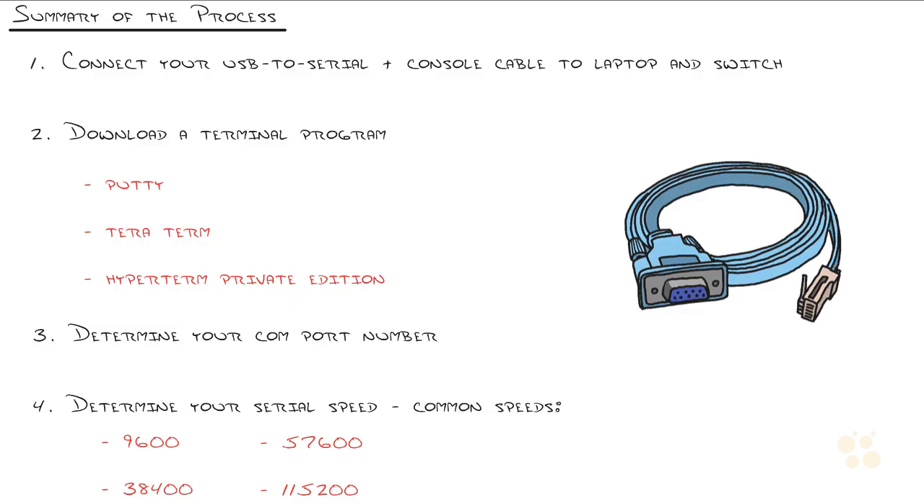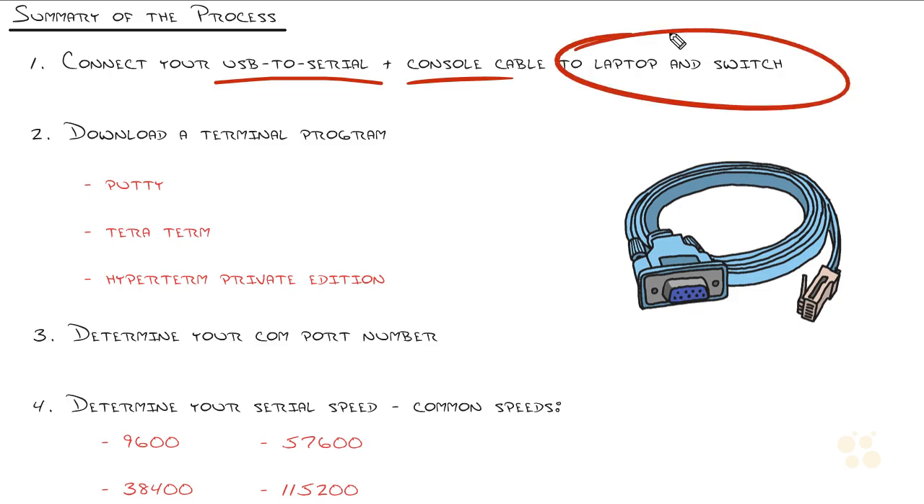Well, let me summarize that process because I know some of you are going, what just happened there? So first off, we got the USB to serial adapter and the console cable and connected it to our laptop and switch. So we physically connected the whole chain of events, right? Everybody's good with that. Now, when we did that, Windows automatically installed the driver for that USB to serial adapter and called it COM13. So I'm already down to step 3, right? And that all happened automatically.